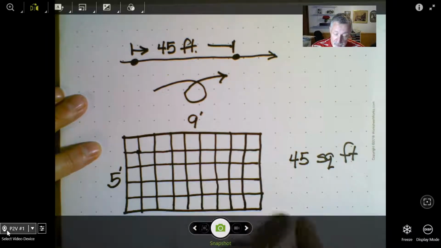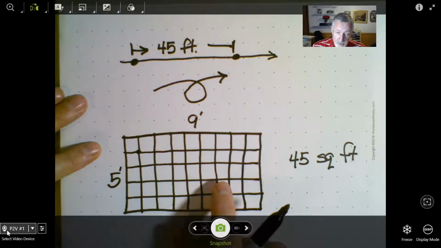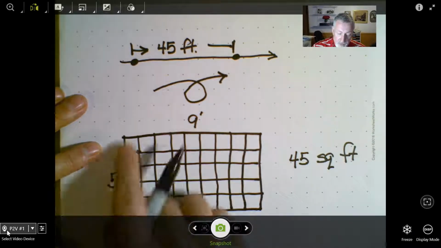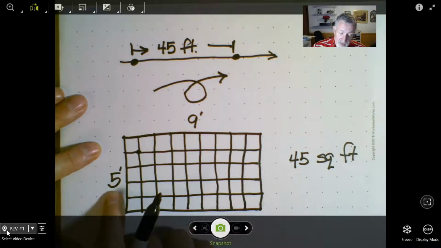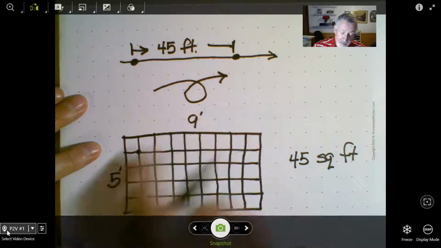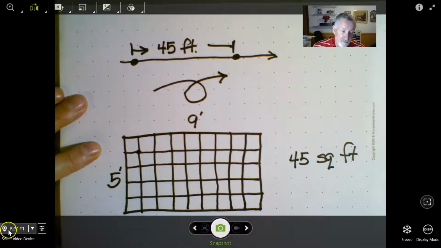And remember, I can count them individually, but since it's a rectangle and I've got equal columns and equal rows, the easiest way for me to do that is just to multiply. 9 times 5 is 45.